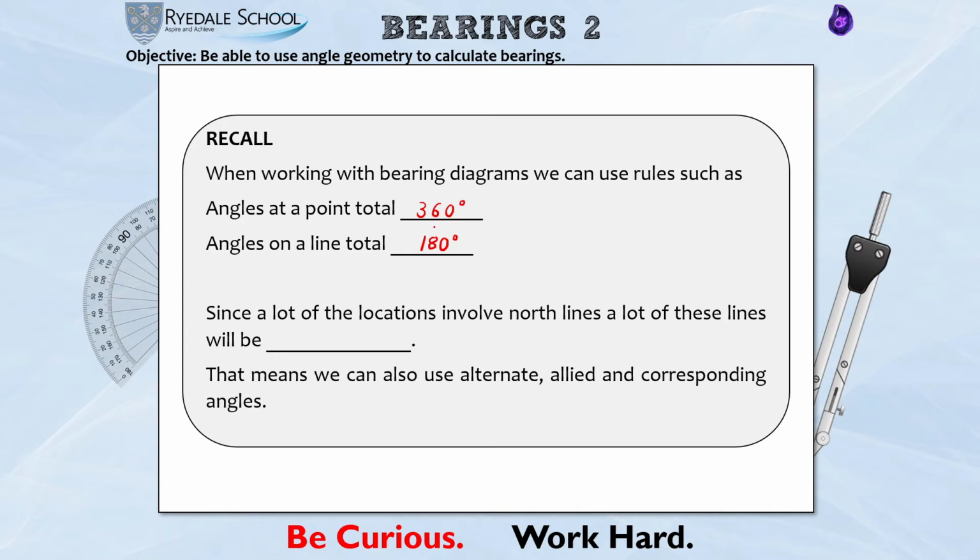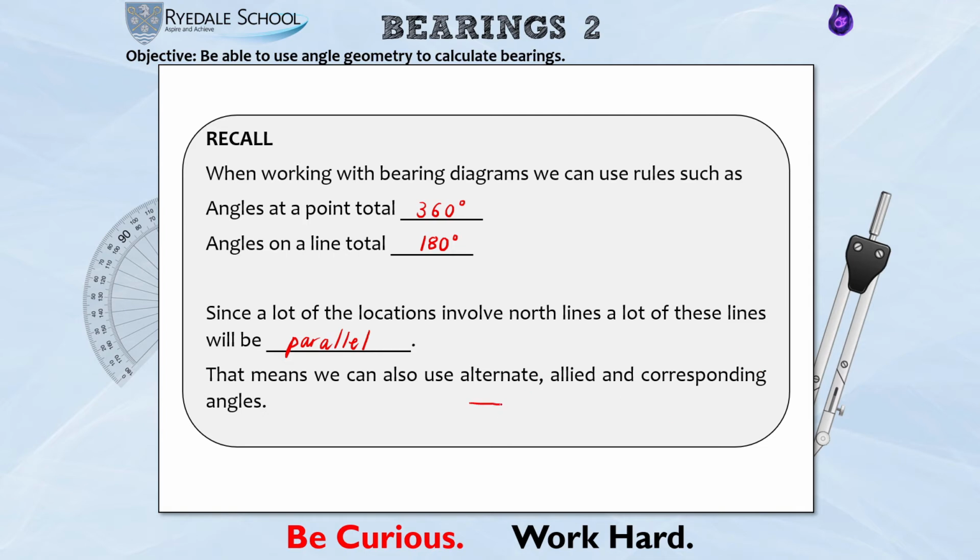However, the angle rule that we will be using the most is to do with parallel lines. Since a lot of the locations involve north lines, a lot of these lines will be parallel. Any north line that you have drawn will be parallel with another north line. So we're going to have some alternate angles, some allied angles, and also some corresponding angles that we might be using.